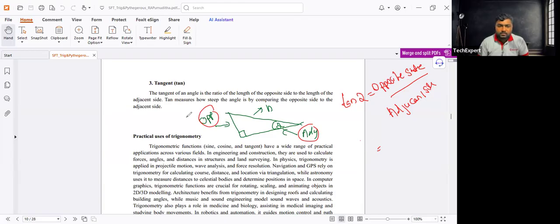Okay, then right. This is the angle of ratio when the opposite side and adjacent side are compared.